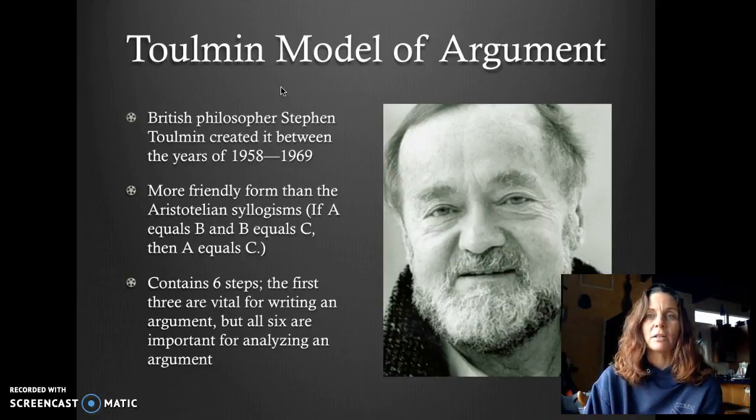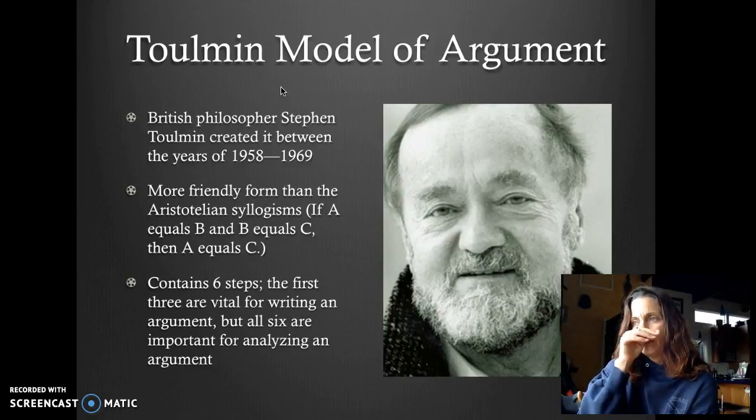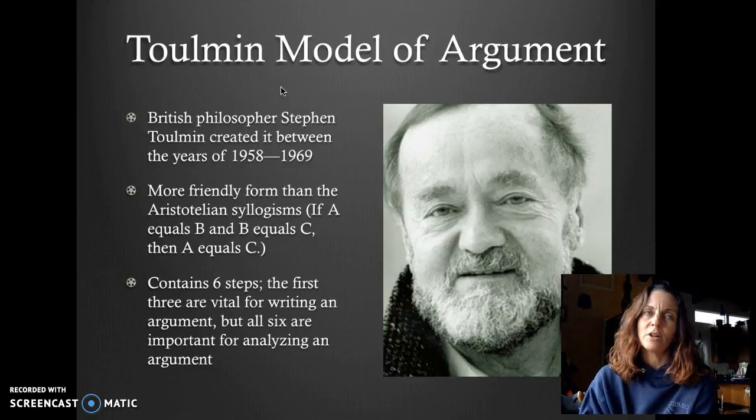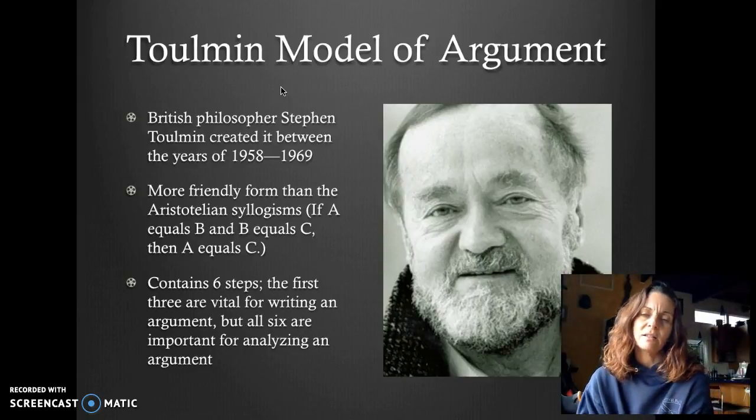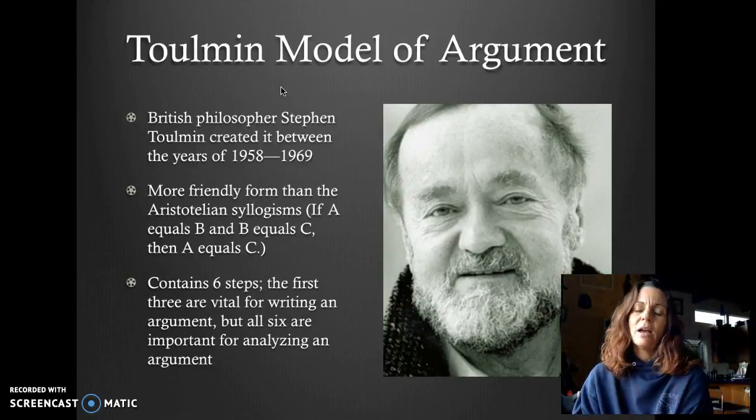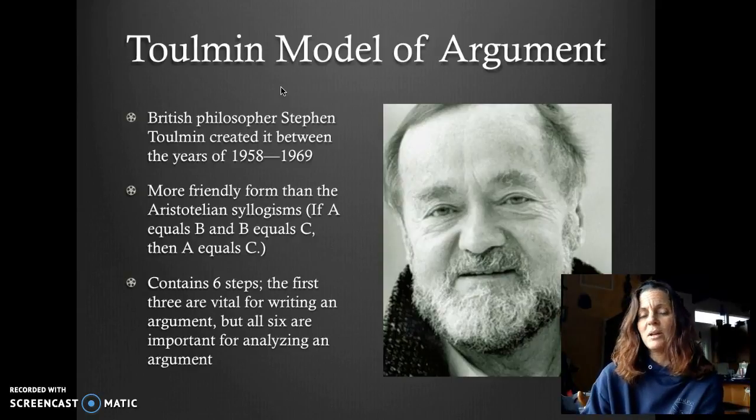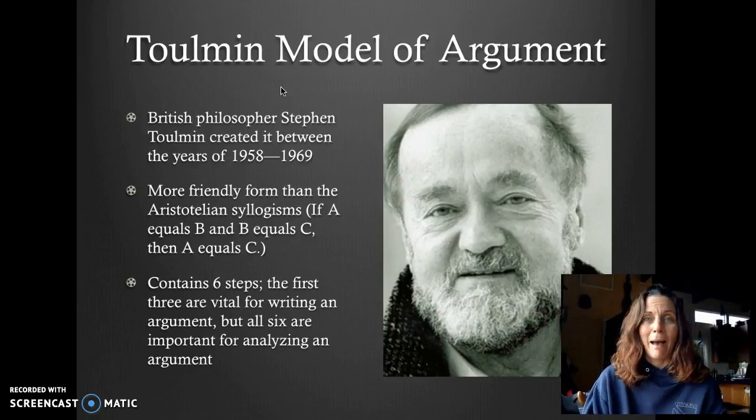Okay, so what is the Toulmin model of argument? Here is Toulmin. He's a British philosopher. He created this in the 50s and 60s, and basically before this we just had Aristotle's view of argument, which was very almost like math, where you might have seen these kinds of syllogisms like if A equals B and B equals C, then A equals C. And so they would have you work through those to make an argument. Those are really not very user-friendly for English and for talking about issues of people and humanity. They're a little more connected to math.